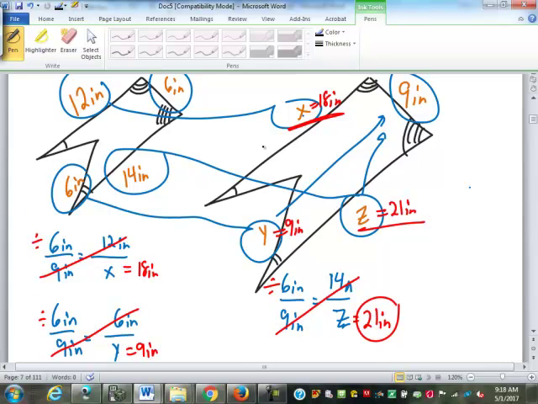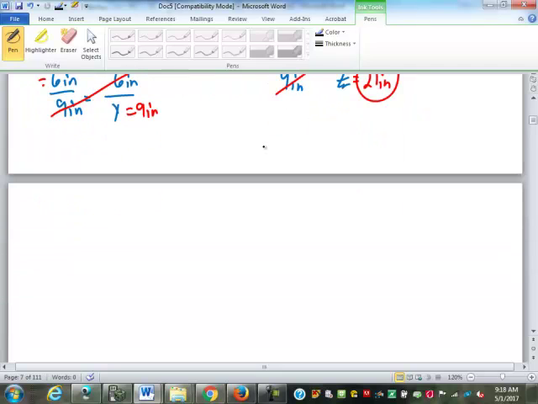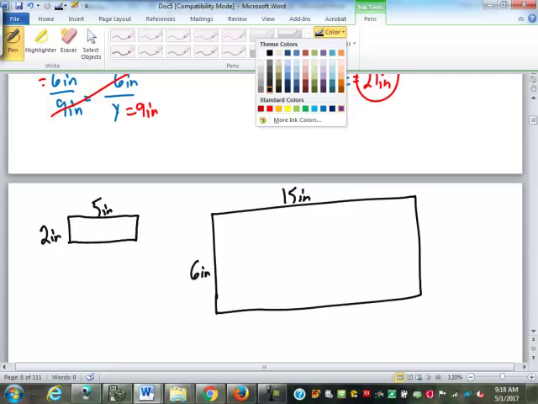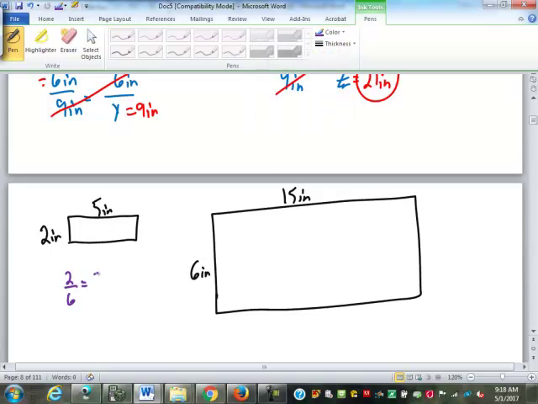Well, now that we've discussed these similar figures, let's look at something like this. Here's a rectangle that's 2 inches by 5 inches. I'm going to blow it up to make it 6 inches by 15 inches. Are these rectangles similar? Yes, they are. 2 relates to 6 the same way as 5 relates to 15. Sides are just tripled. I can cross multiply here and get the same product. I get 30 here and 30 here. So that works.